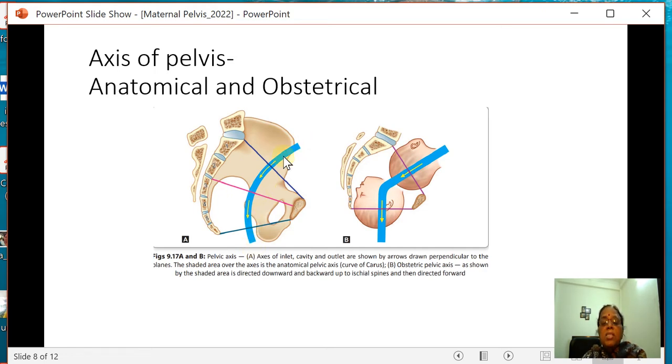This is the anatomical axis of the pelvis; it has no obstetrical significance. Then here on your right you can see another diagram in which the line moves downwards and backwards until it reaches the ischial spine, and then it moves downwards and forwards. This is the obstetrical axis, as it is called, the direction along which the fetus moves.